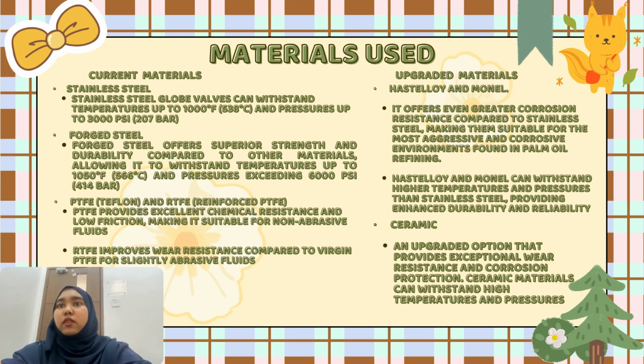Second is forged steel. Forged steel globe valves are also commonly used in pump or refining applications that require high pressure and high temperature capabilities. Forged steel offers superior strength and durability compared to other materials, allowing it to withstand temperatures up to 150 Fahrenheit and also pressure exceeding 600 Pascal.